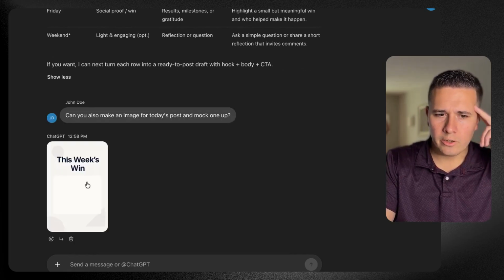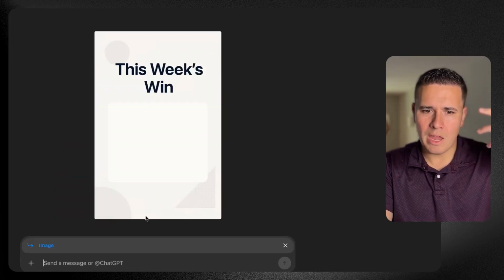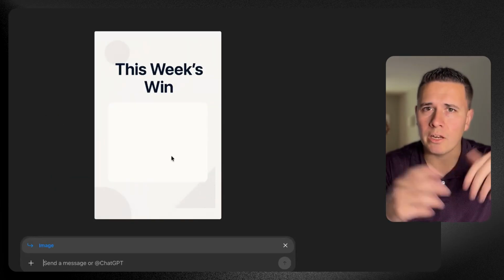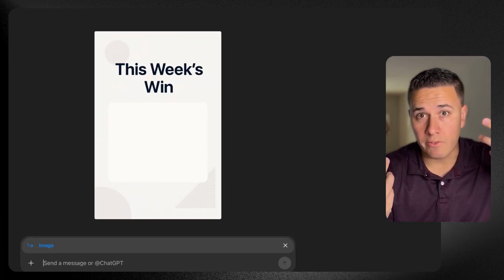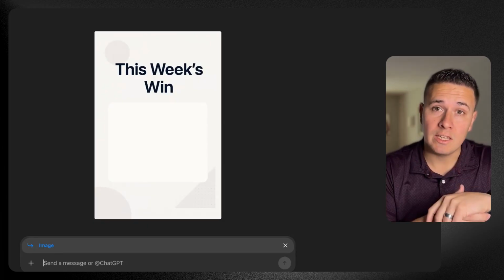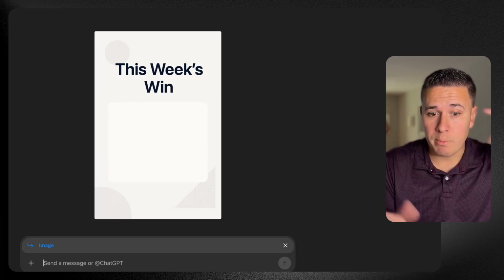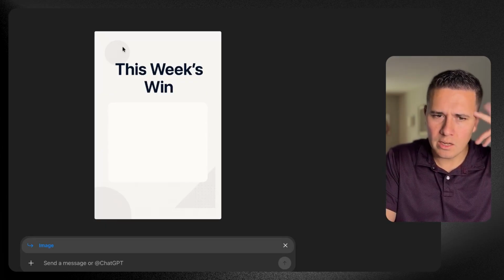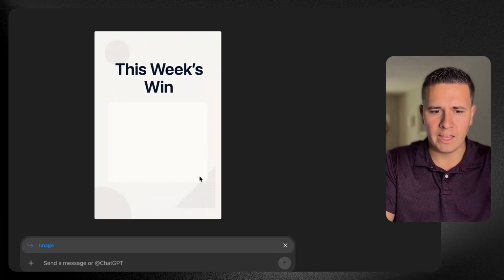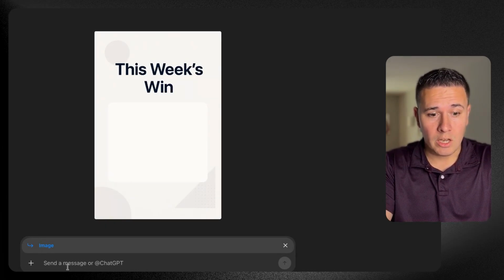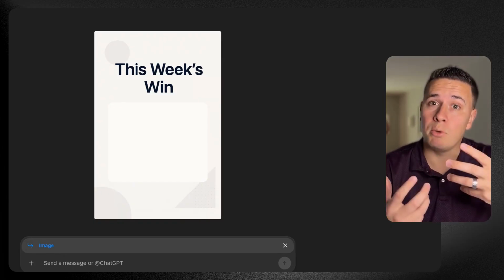Nice, and you can see here, if I open up this image, it really just made kind of a blank image template of what it would look like. We would have to give it the actual win that it could put into the image. But this is a start. It's better than nothing. And I think this looks pretty decent, maybe more of a carousel style. And then I could send to this image another message to ChatGPT of what to put into that image.